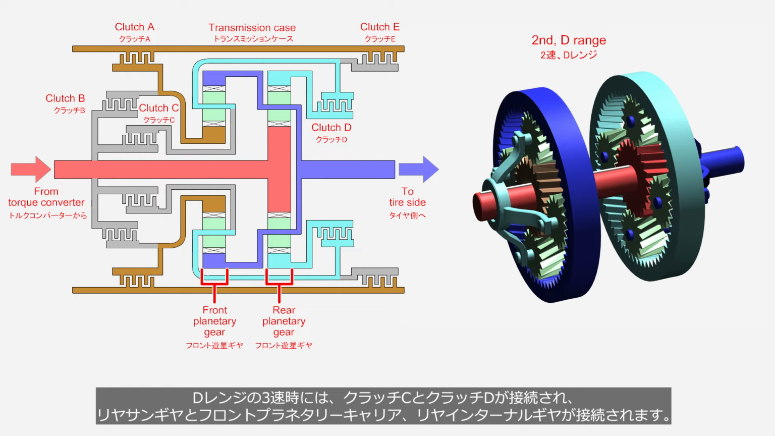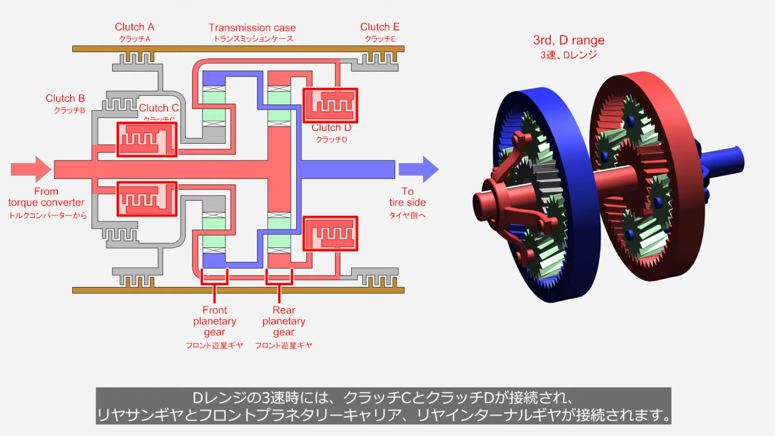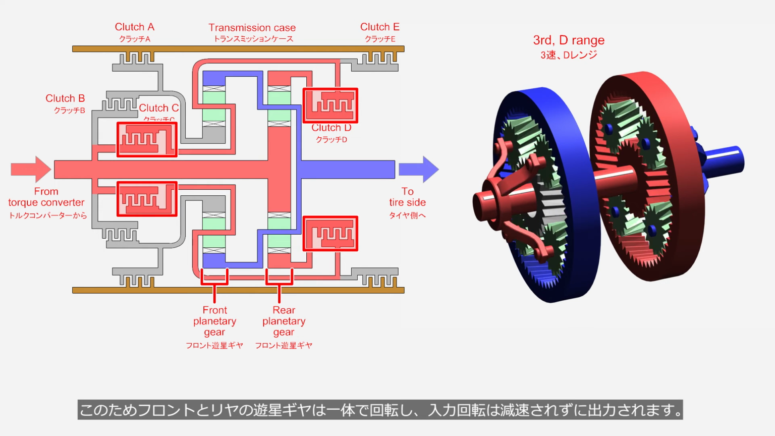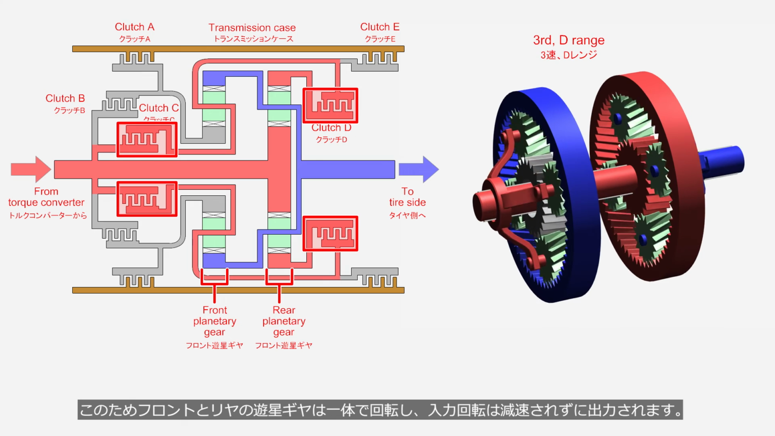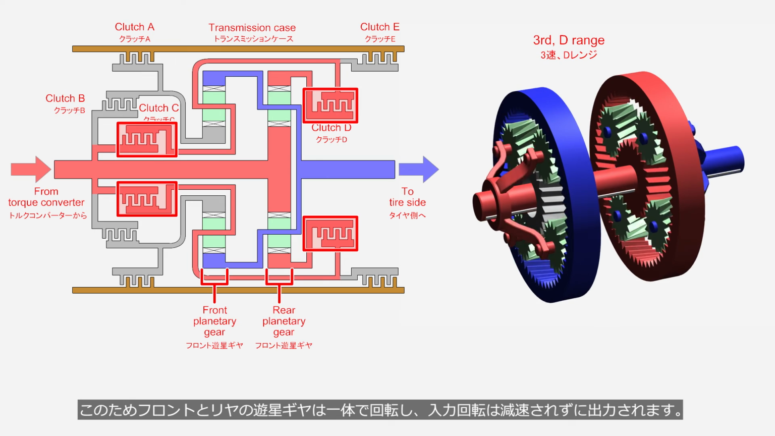In the third gear of the D range, clutch C and clutch D are engaged, connecting the rear sun gear, the front planetary carrier, and the rear internal gear. As a result, front and rear planetary gears rotate as a unit, and the input rotation is transferred to the output without reduction.